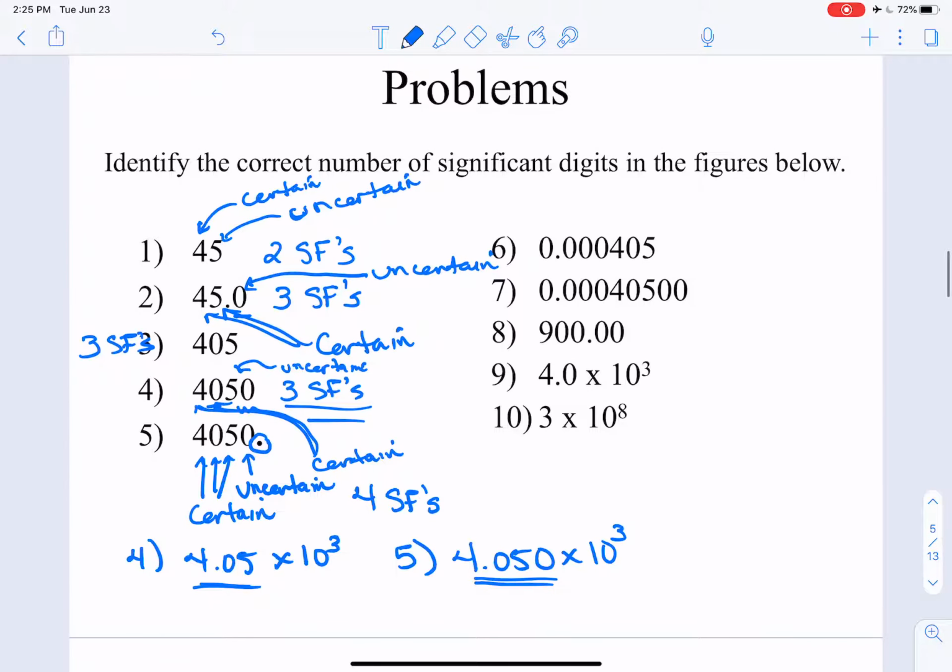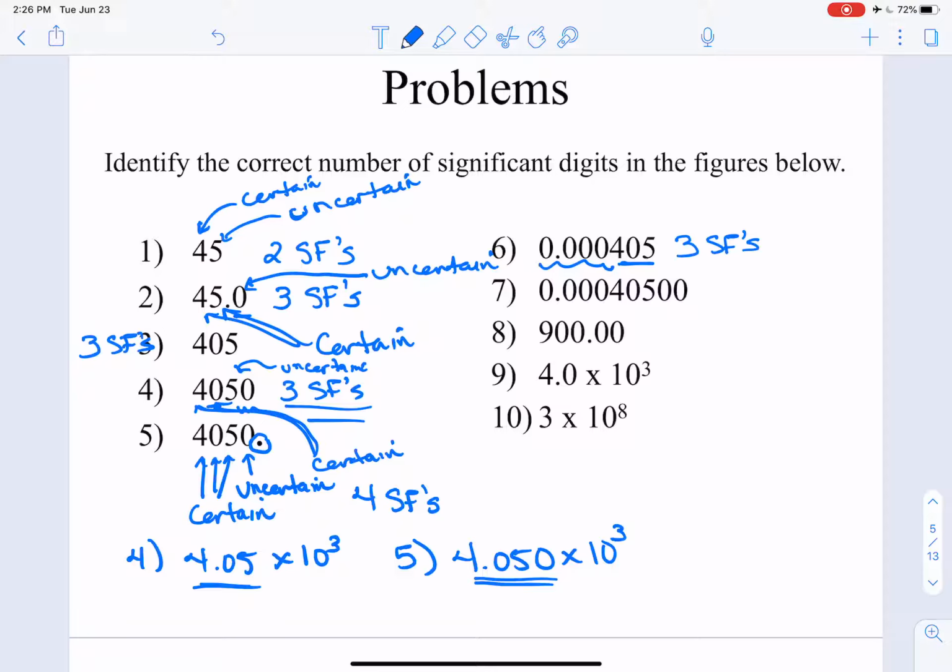Okay, how about number 6? So these ones right here are definitely significant, right? Because we know all non-zero digits are significant, and any of our zeros that are between non-zero digits are significant. But what about these up front? Those are placeholders. You can't write 0.000405 without those zeros, or you'd have 0.405, which is a lot bigger than 0.000405. So this one right here has 3 significant figures.